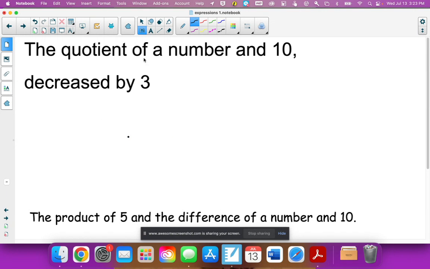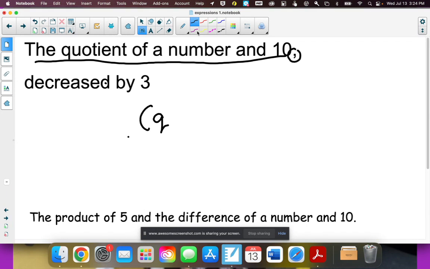Okay, so the quotient of a number and 10, there's a comma, so we know we need a pause, decreased by 3. Like we said about the comma, that tells you that we need parentheses because something is being done first. What's being done first is before the comma, the quotient of a number and 10. So the quotient of a number and 10, decreased by 3.